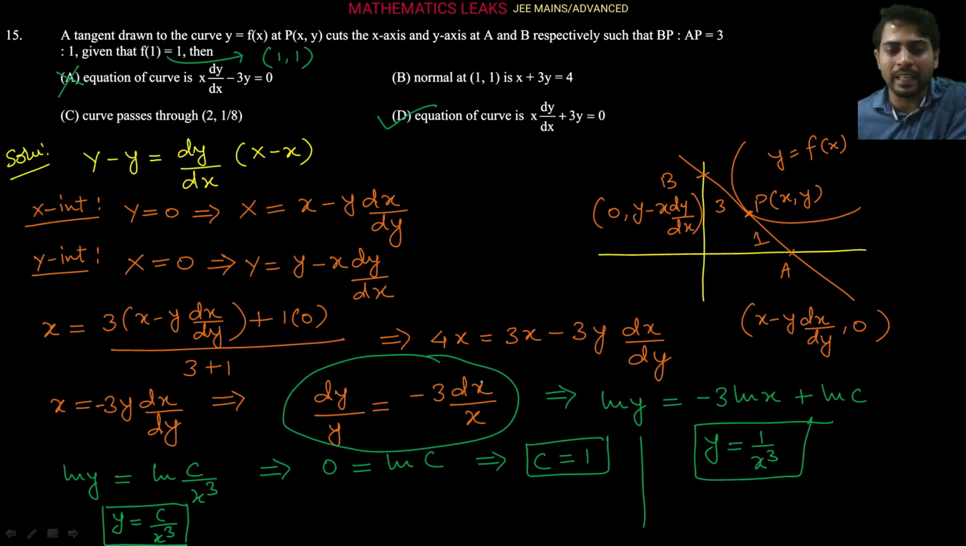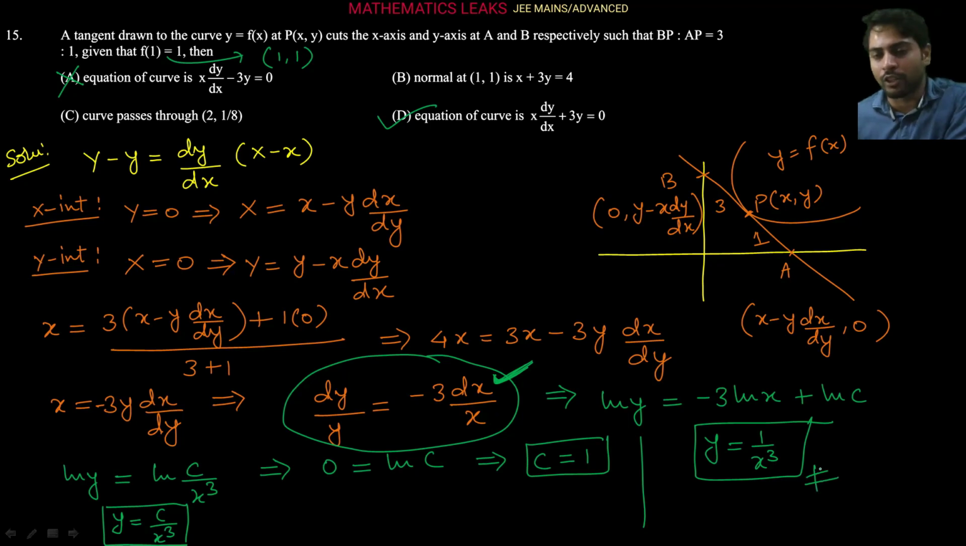So from this data we can say D option is correct here. First option is wrong. Now similarly we can see the curve passes through the point 2 comma 1 by 8. C option also we can verify. So y coordinate is 1 by 8 when x coordinate is 2, right? That is also being satisfied from this curve equation.